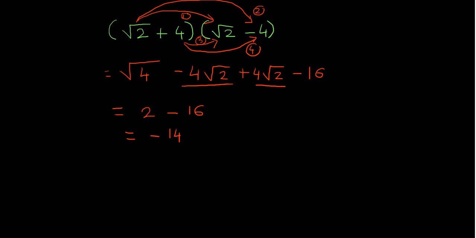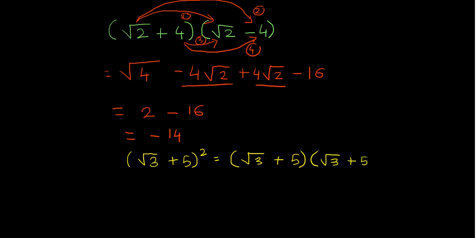And if you've got something like this, say square root of 3 plus 5 whole squared, all you would do is make a double bracket, square root of 3 plus 5 times square root of 3 plus 5, and repeat the same process. So root 3 times root 3 is root of 9, root 3 times 5 is 5 root 3, 5 times root 3 is 5 root 3, 5 times 5 is 25.